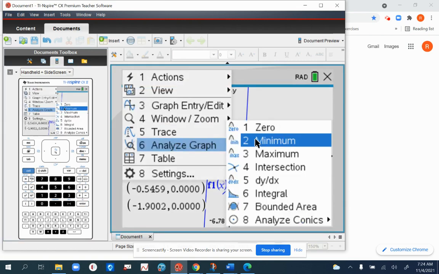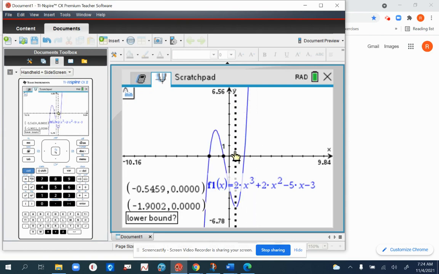Analyze graph again. Let's find a minimum and a maximum. So the minimum is obviously a lower one. This is very similar to finding a 0. You go on the left-hand side, you go on the right-hand side, and there is my minimum. So that is the lowest point on that minimum point there, that turning point.